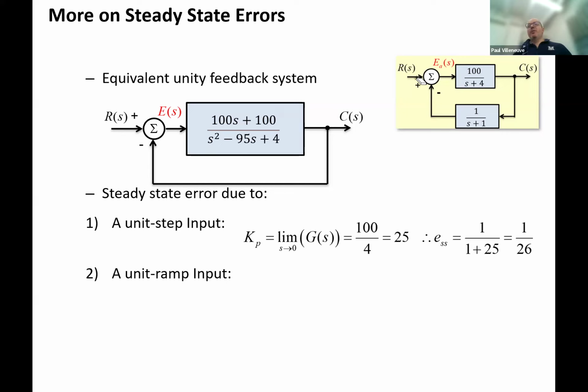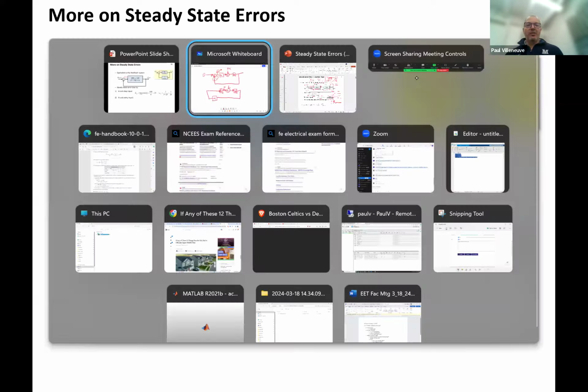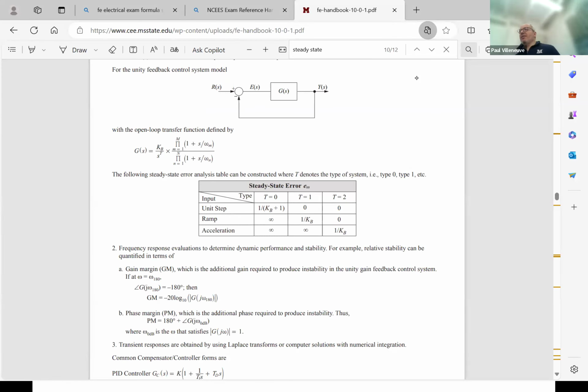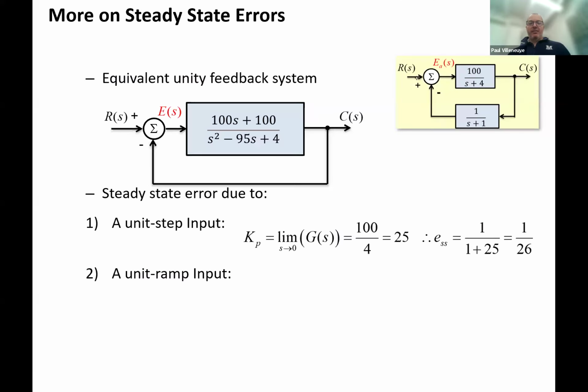And then for a unit ramp, do I even need to calculate these? Just pull it from the table. If I go to here, we see that for our type 0 system, the ramp input is going to give me a steady state error of infinity, which means that K sub V is going to be 0, and the same thing for the acceleration. So 0 and infinity, and I don't even need to calculate it because once you get to K sub V as infinity error, you're going to go ahead and get the value.